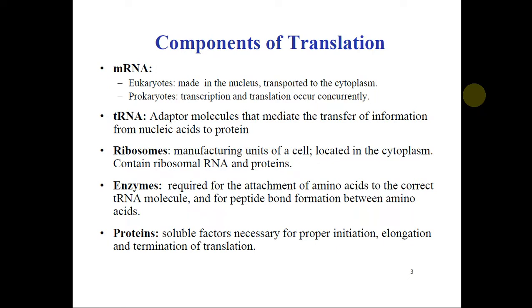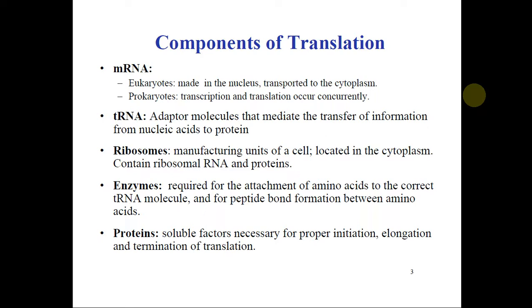Components in translation: mRNA. In eukaryotes, mRNA is made in the nucleus and transported to the cytoplasm, and in prokaryotes, transcription and translation occur simultaneously. As mRNA synthesis starts, protein synthesis starts immediately in prokaryotes. In eukaryotes, mRNA is synthesized, modified, transported to the cytoplasm, and then translated. Remember this important difference between prokaryotic and eukaryotic mRNA.